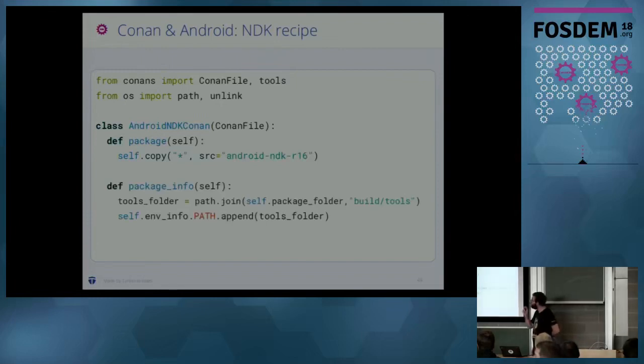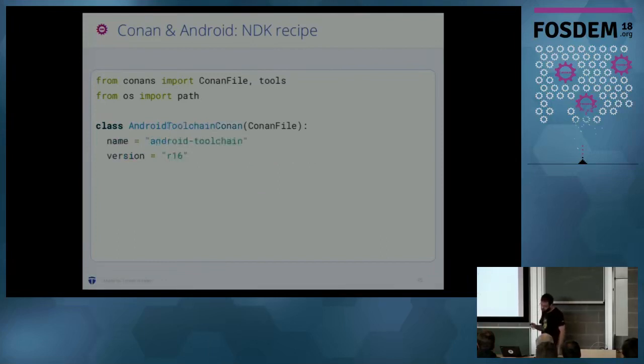And then, to be able to build a standalone toolchain, we need to have access to this build/tools folder. That's why we put it in our self.env_info.path. So, which means in the standalone toolchain recipe, this build tools folder will be in the path, and once this toolchain will be created, it will be removed. So, the toolchain recipe, there's a problem in the slide.